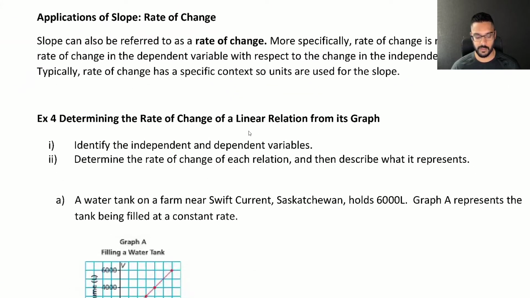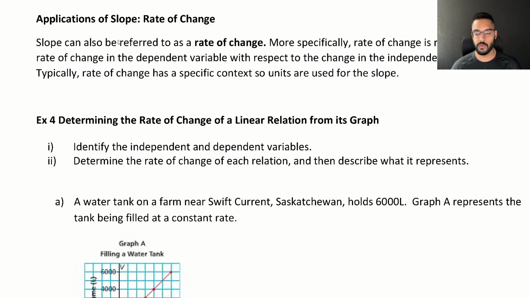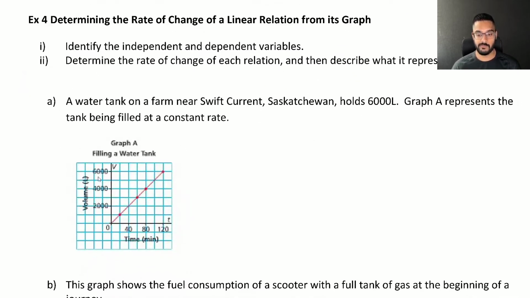Really, this is what it is. An application of slope, you can also refer to it as a rate of change. So now when we have context applied, and we have specific things for our independent and dependent variables, we can really give this units, right? So all the other ones didn't have units because I just had 2 points in space. But now, if we're talking about something like volume and time, those units exist, so I should be using them.